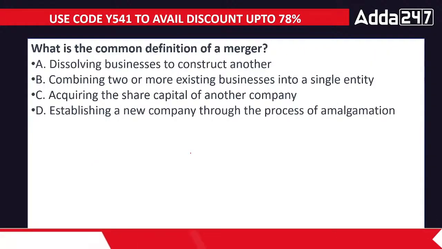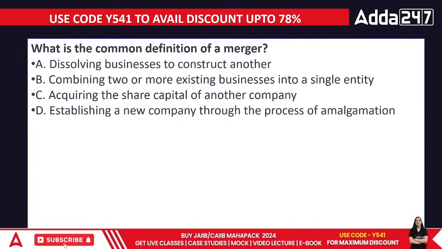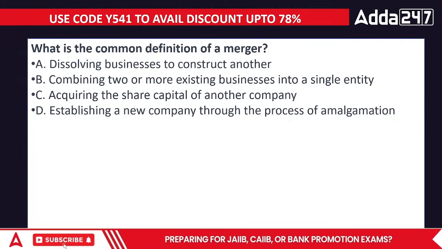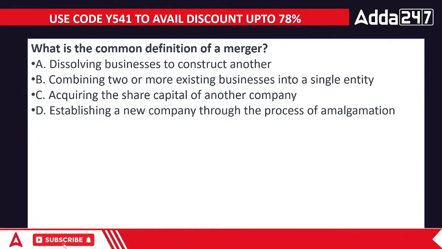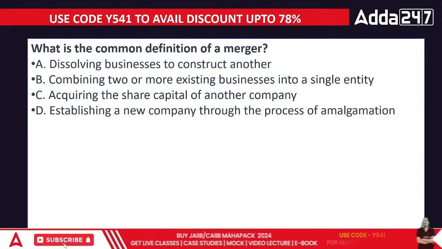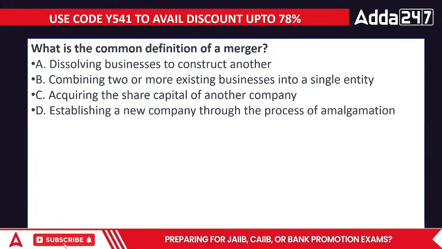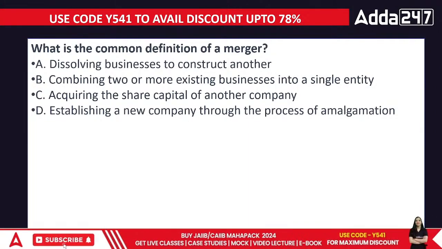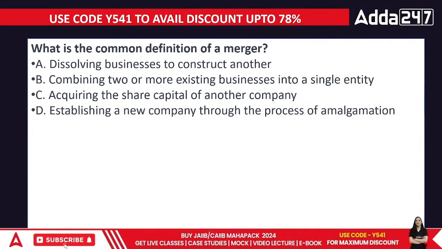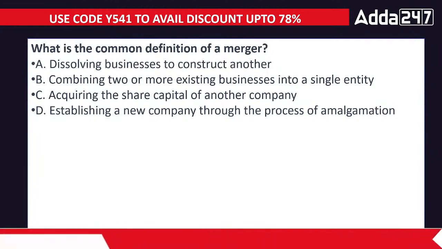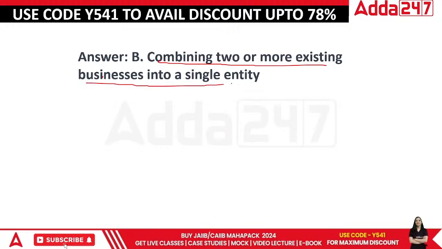Next question. What is the definition of merger? Basic term. Simple, sorted term. What is the common definition of merger? Dissolving a business to construct another, combining two or more existing businesses into a single entity, acquiring the share capital of another company, or establishing a new company through the process of amalgamation. What would be the answer? The answer is combining two or more existing businesses into a single entity. A and B becomes AB. Combining two or more existing organizations into one single entity.